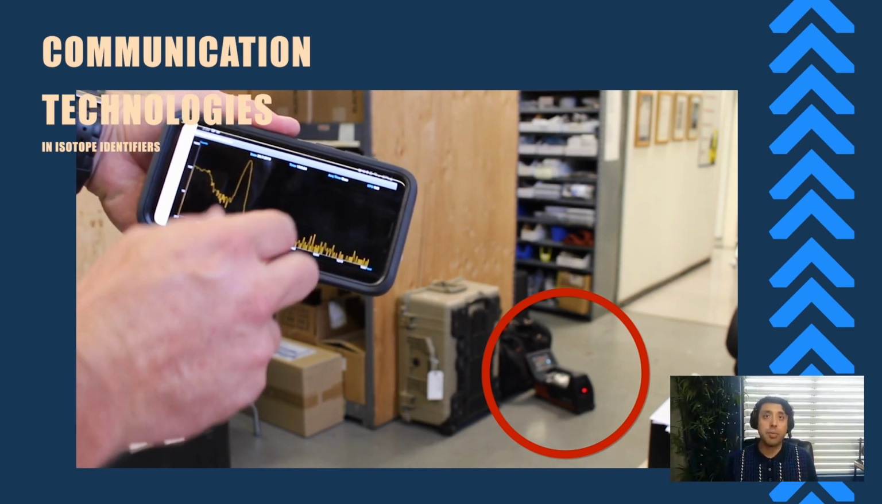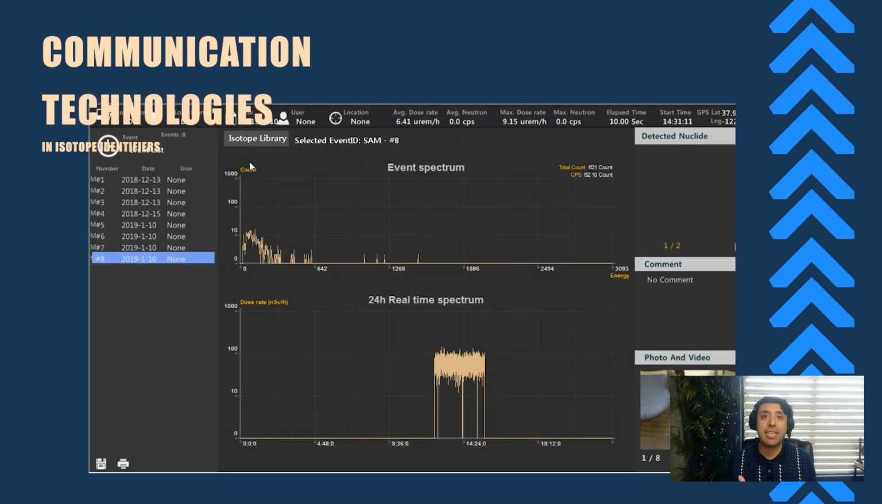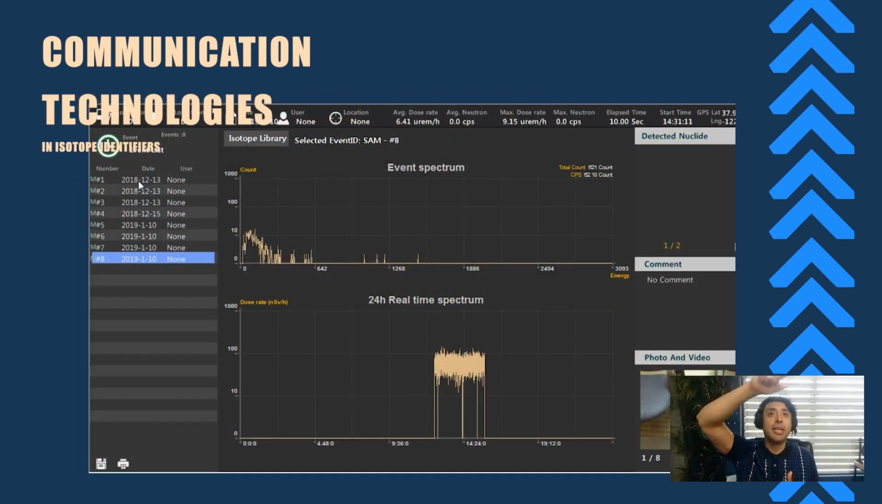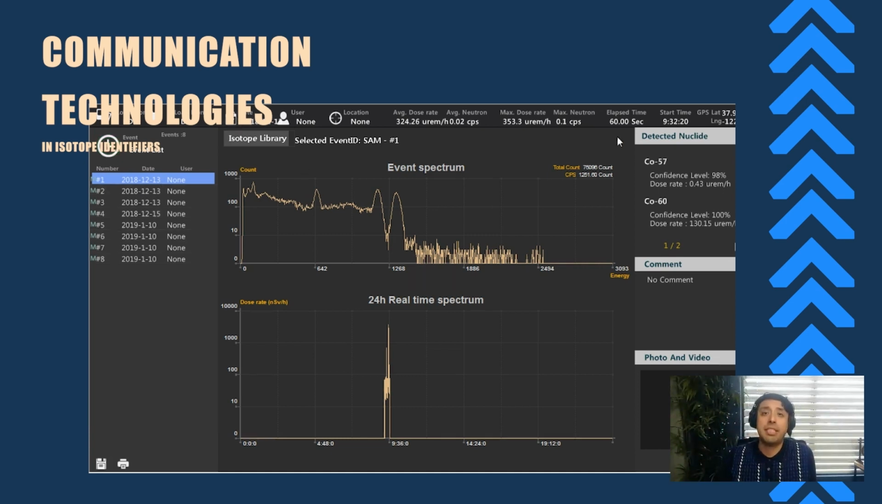GPS, an example would be in environmental monitoring. GPS enabled isotope identifiers can map contaminated areas over large locations. And then in that, effective planning can help with decontamination efforts and public safety measures.